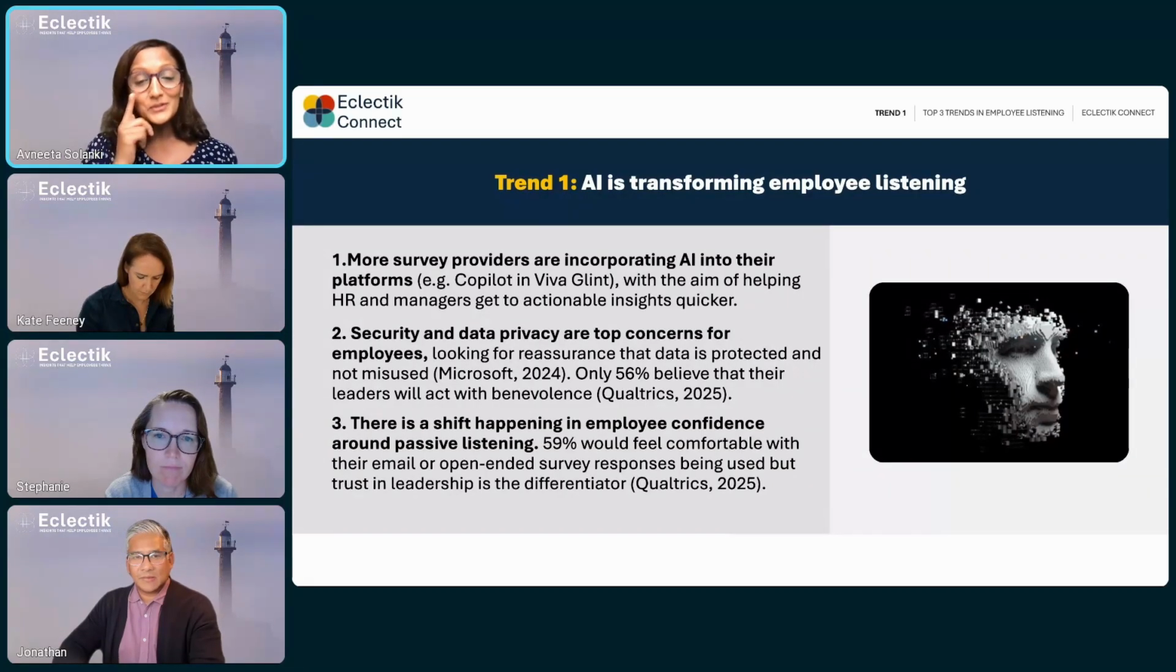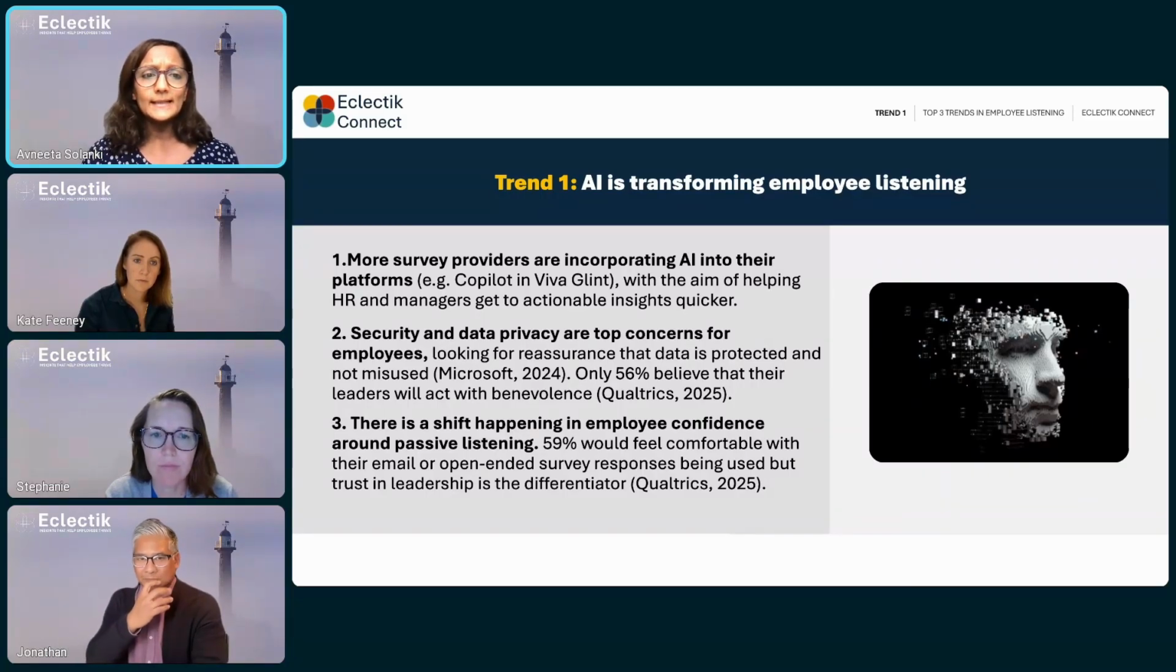However, this is what's really interesting. Qualtrics also reported this year that despite the continued concern about confidentiality, data protection, and use of personal information in AI and employee listening, we might start to see the tide turn a little bit. Just this year, Qualtrics found that 60% of employees said, I'm comfortable with my organization using my data in passive listening.